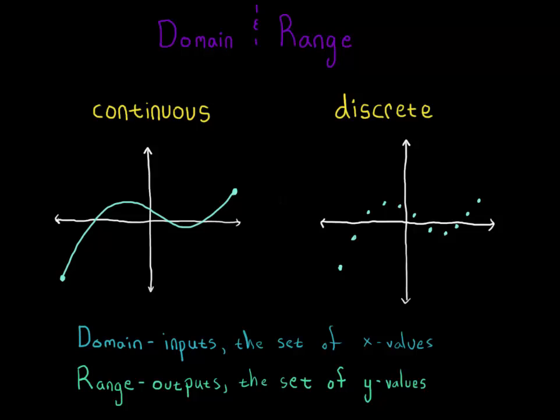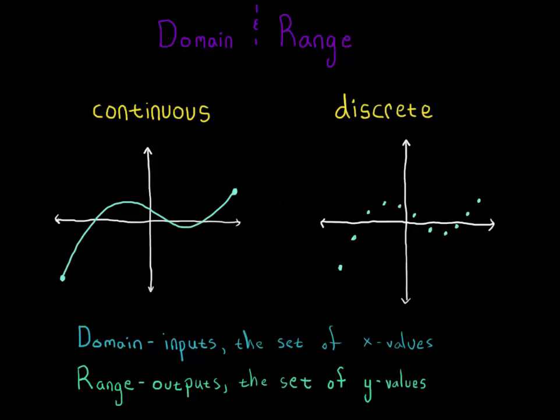Domain and range are of two types: continuous, which is a smooth and unbroken line, or discrete, which is a list of individual points. The domain is a set of all the inputs, or the set of all the x values, while the range is the set of all the outputs, or the set of all the y values, which correspond to the given inputs.